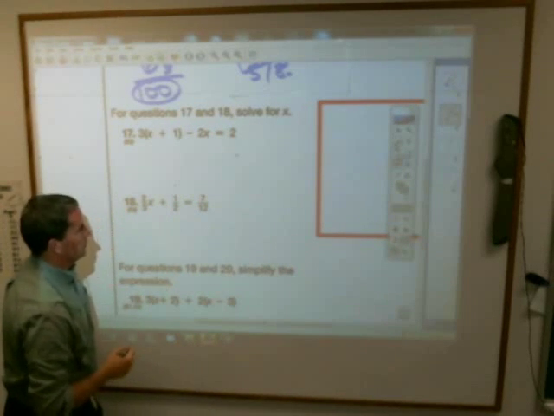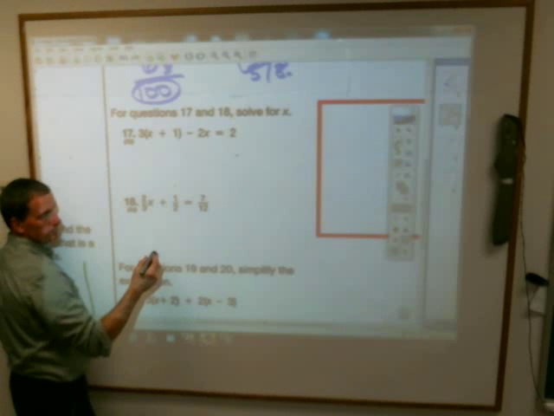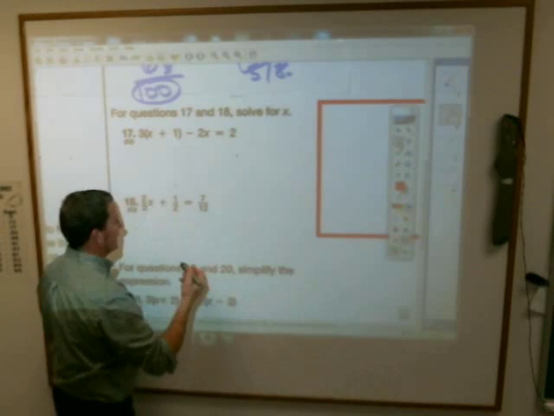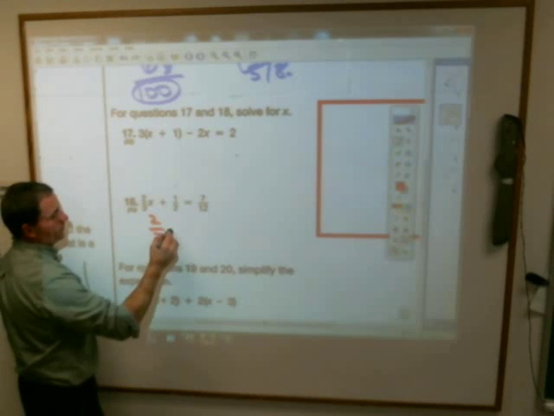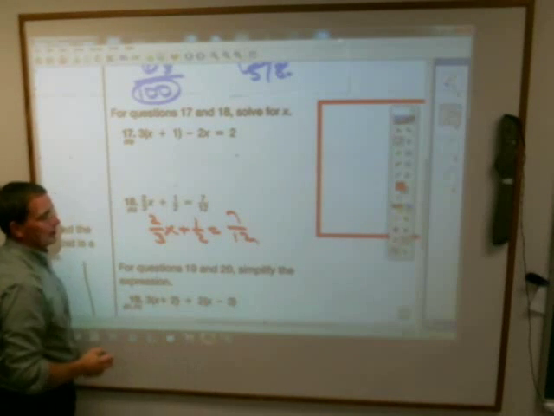Mia, what's the first thing you should do? What's that? Oh yeah, let's assume you've done that, because I've got it here for me. 2/3 x plus 1/2 equals 7/12. How do I solve that for x?